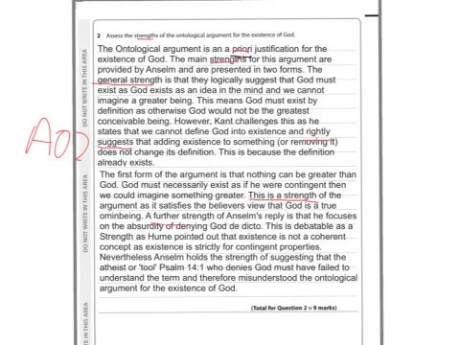A further strength, so we're saying, look, examiner, I'm doing another one, of Anselm's reply is that he focuses on the absurdity of denying God de dicto. This is debatable as a strength. As Hume pointed out, existence is not a coherent concept, so this is another reasoned judgment. Sorry about the capital letter, sorry about the scruffy. As existence is strictly for contingent properties. Nevertheless, Anselm holds the strength of suggesting that the atheist or fool, which is in Psalm 14:1, who denies God must have failed to understand the term, and therefore misunderstood, and then I've ended on the question wording there to try and maximise the chances to get full marks.